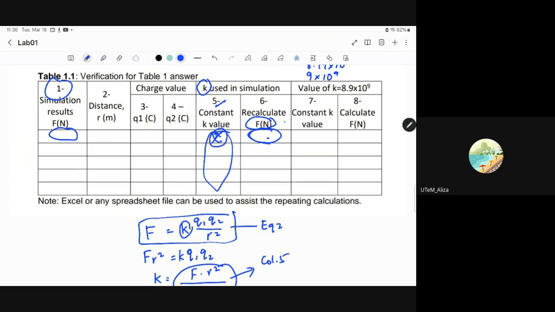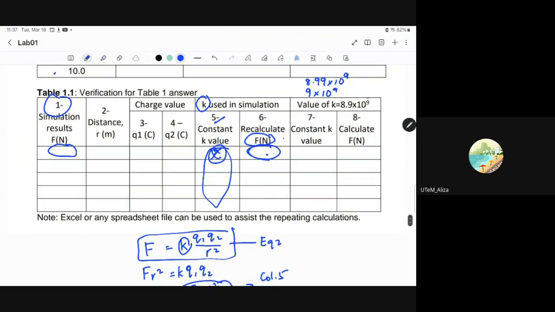And then I want you to decide your own value of K. You can take the one suggested by the lab sheet, 8.9, or you can also try to use 9 instead, up to you, or maybe 8.99. Let's say you decide you want to use 8.9. So you plug the value here, 8.9 times 10 to the power of 9. And this goes the same for all the lines. And then calculate this force according to the value that you have determined in column 7.